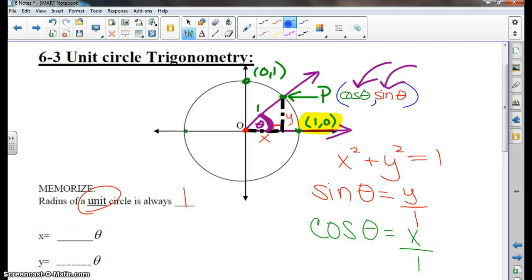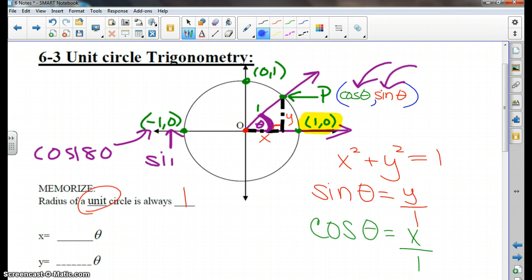Let's move along through the unit circle and identify the point (-1, 0). This would be the cosine of 180, and this would be the sine of 180.